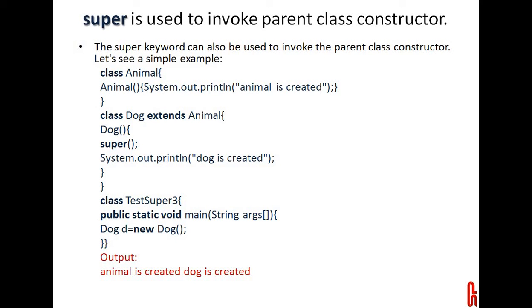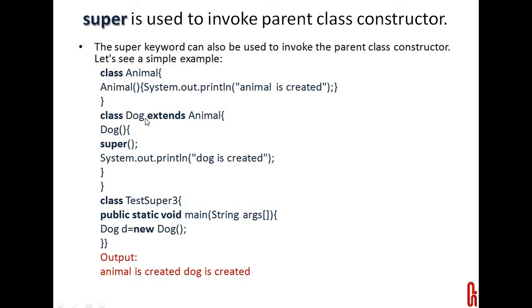The third use of super keyword, it is used to invoke parent class constructor. The super keyword can also be used to invoke parent class constructor. We will see an example. Class animal, that is a parent class. A constructor is specified, and this constructor displays animal is created. When this constructor is invoked, that will surely display animal is created.